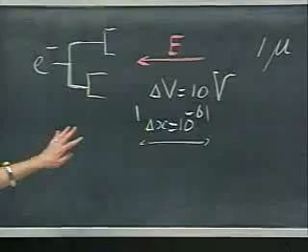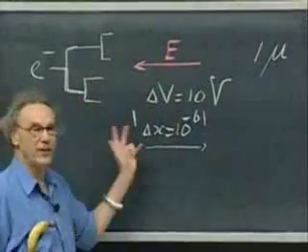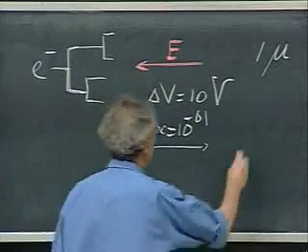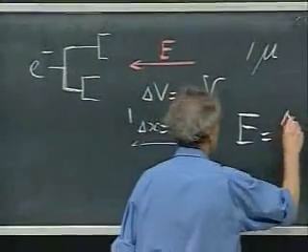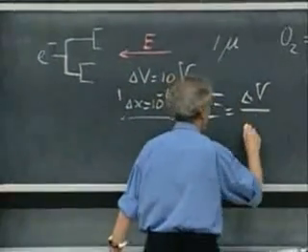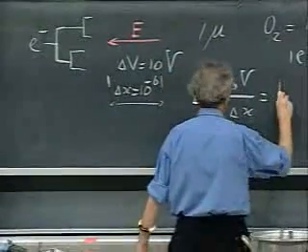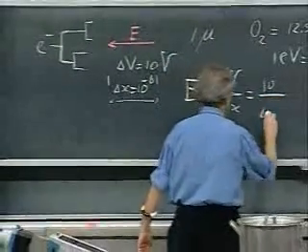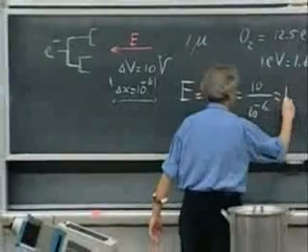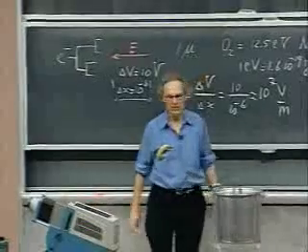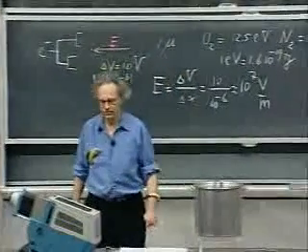And if that happens, you'll get enough kinetic energy in the electron to cause an ion. So what electric field is required for that? That is delta V, the potential difference, divided by the delta x. So that is 10 divided by 10 to the minus 6. So that's about 10 to the 7 volts per meter. That's a very strong electric field.